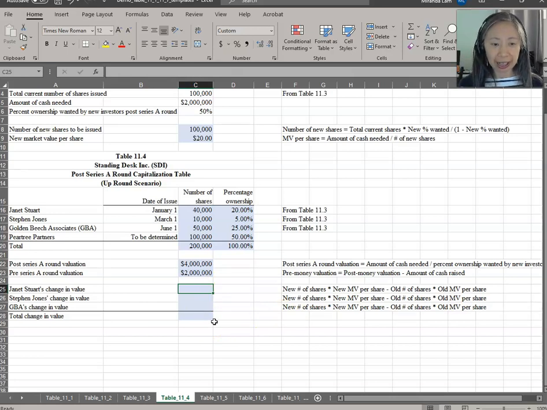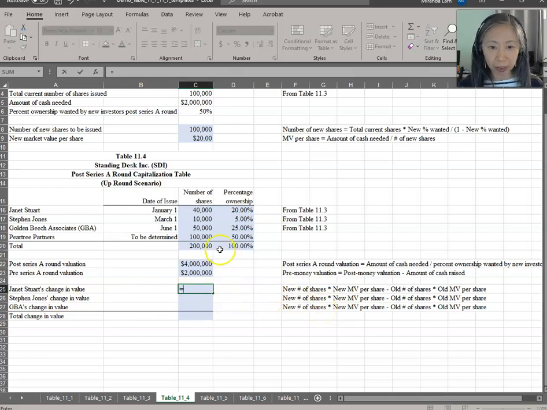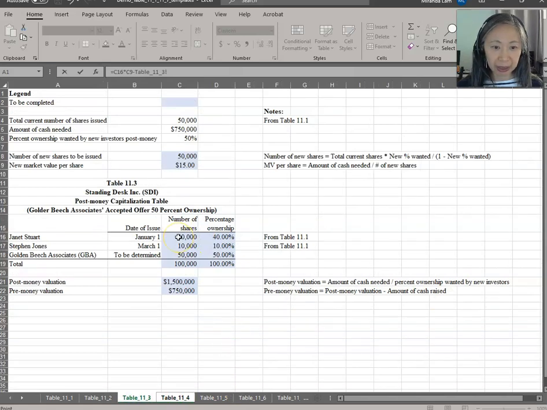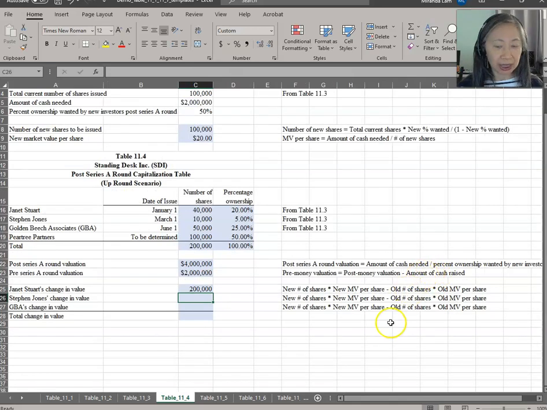Also important is for us to take a look at what happened to the investments of the founder and the last investor. Let's look at Janet's value. Her new value is equal to the number of shares she owns, 40,000 shares, times the new market value per share, $20, minus her old equity. Her old equity is from table 11.3: the number of shares she owns times the market value at that point in time. So Janet's investment increased by $200,000.